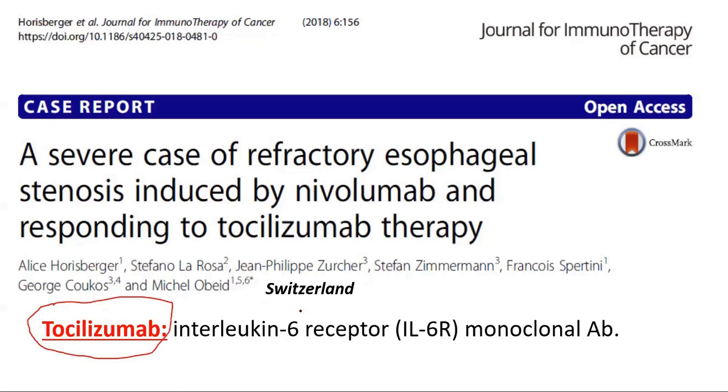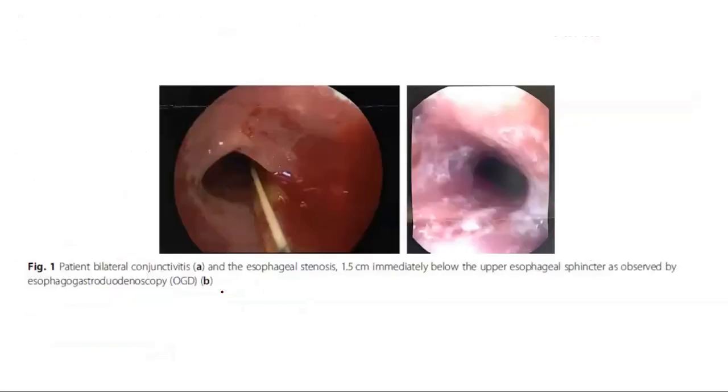So for people following the news in COVID-19, you might have heard of tocilizumab. Big deal in COVID-19 treatment, because the Lancet article from Wuhan shows IL-6 elevation in COVID-19 patients is a bad prognostic indicator. People who have very high IL-6 levels tend to do poorly. They tend to die more likely in ICU. So this IL-6 receptor inhibitor was used for COVID-19 treatment. It's a small world. Now we're talking about the checkpoint inhibitor side effects using the same drug we used to treat COVID-19. And here's the esophageal stenosis picture.